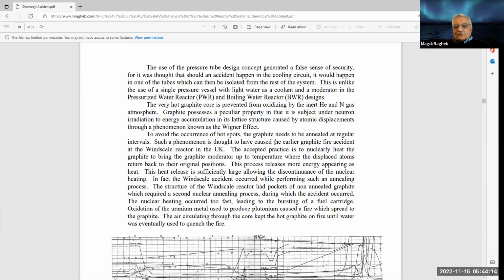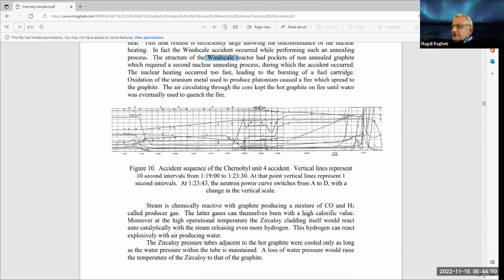And such a phenomenon is thought to have caused the earlier graphite fire accident at the Windscale reactor in the UK. The accepted practice is to nuclearly heat the graphite to bring the graphite moderator up to a temperature where the displaced atoms, simply by the mobility from the heat, are returned back to the vacancies that they came from, and you continue operating the reactor. In the Windscale accident, that nuclear heating, as we have studied it, came in. They did it too fast, and as they did it too fast, they caused the release of that energy and caused the fire to occur.